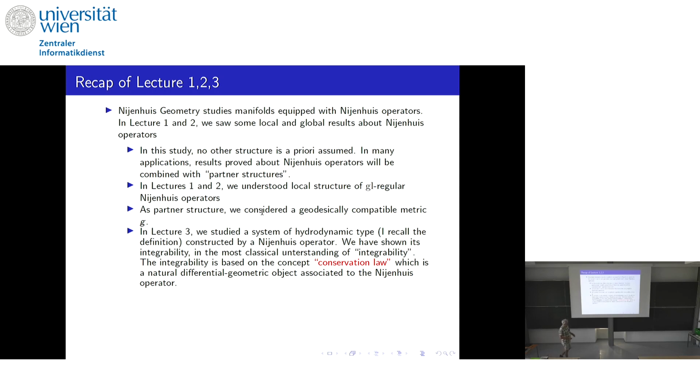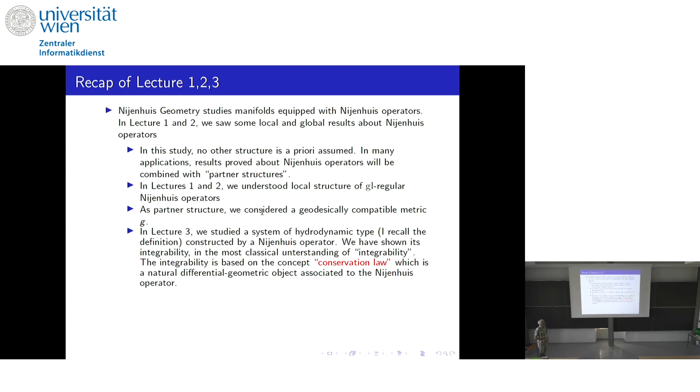And we have shown that this system, which is a system of PDE, and normally such systems are very hard to solve explicitly. The most one can hope for is just to prove existence, maybe uniqueness, maybe stability, but it is a big hole in the solution. In this case, the system can be solved explicitly, well, not in quadrature. The solution requires only integration of a closed one-form and solving a system of algebraic equations. This integrability is based on the conservation law, which is a natural differential geometric object associated to a Nijenhuis operator. Differential geometric means that it is not algebraic, so it also involves derivatives.